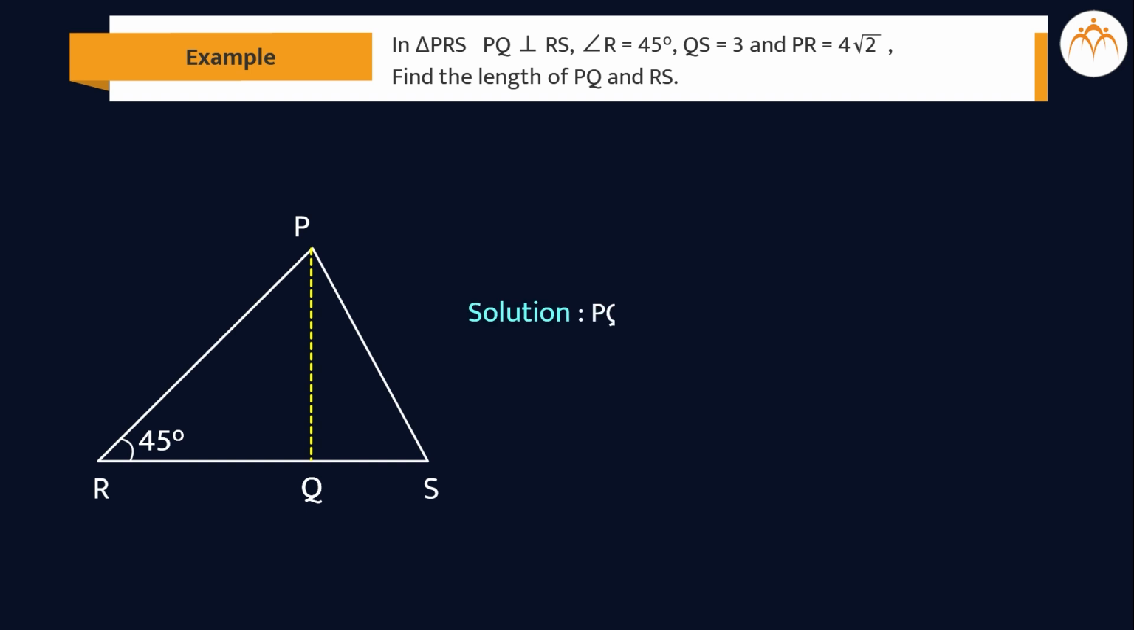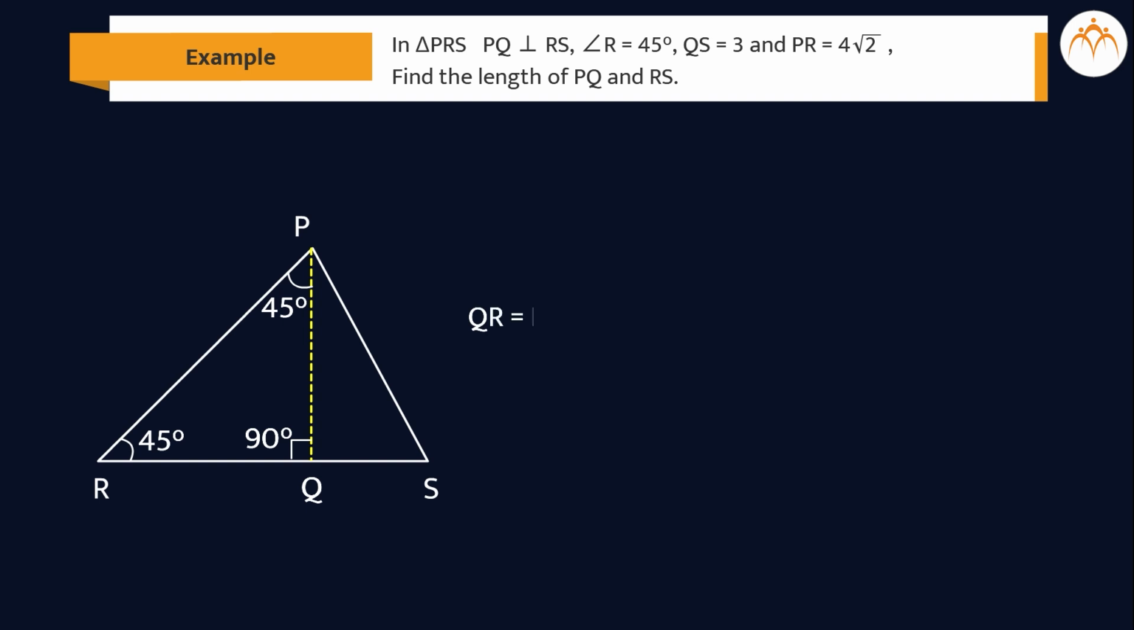Solution. PQ is perpendicular to RS. Measure angle PQR is 90 degrees. Triangle PQR is a right angled triangle. Measure angle PRQ is equal to 45 degrees. Therefore, measure angle QPR is equal to 45 degrees. Therefore, QR is equal to PQ is equal to 1 upon square root 2 into PR. 45, 45, 90 degree theorem.